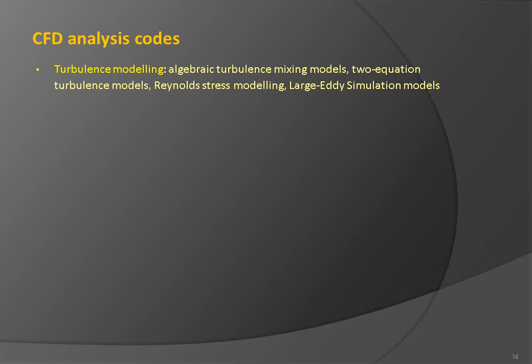Another very important aspect of flow physics modeling is turbulence. In general, we distinguish algebraic turbulence mixing models, two-equation turbulence models, Reynolds stress modeling, large eddy simulation models, and different hybrid combinations. They all have their advantages and of course disadvantages that deserve attention and must be taken into account.